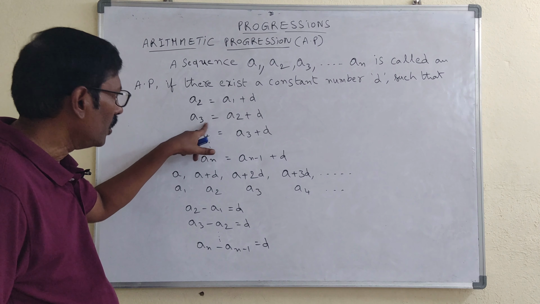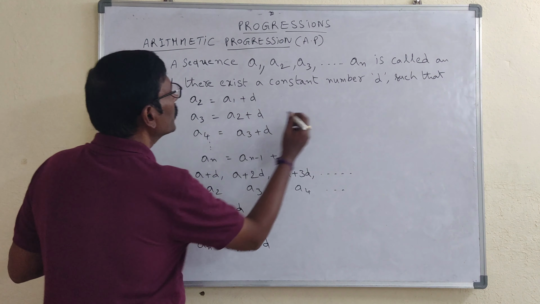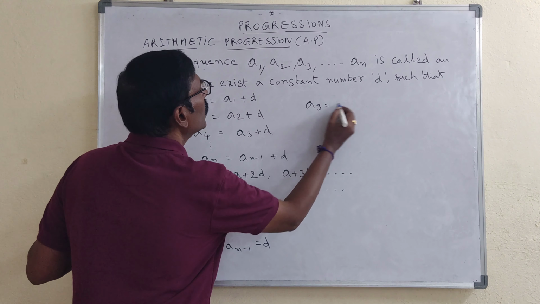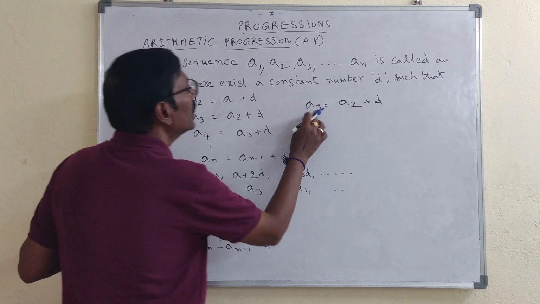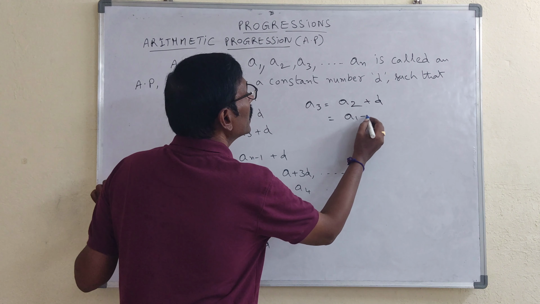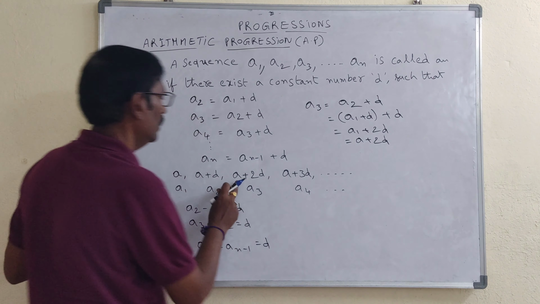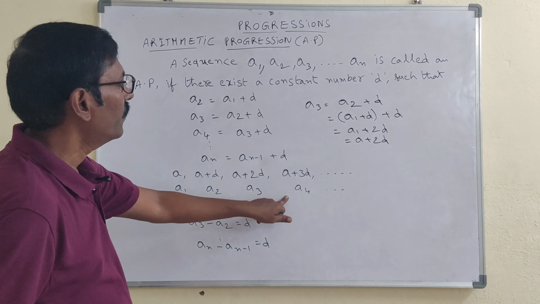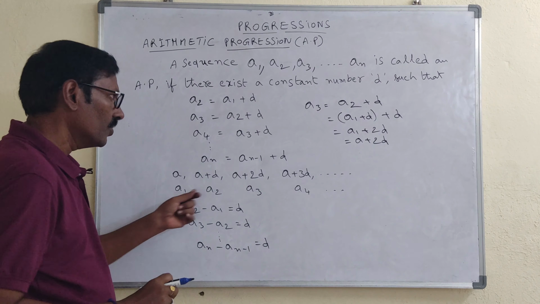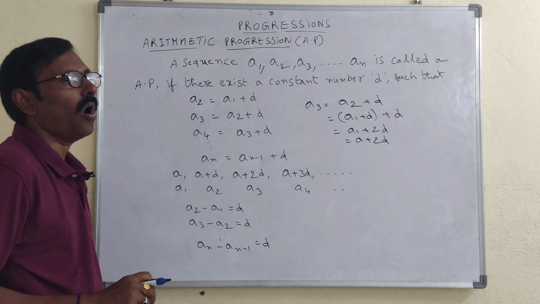So the third term is A2 plus D. Here if you observe, A3 is equal to A2 plus D. What is A2? A1 plus D, plus D. This one is the same. Then this is A1 plus 2D. It can also be written as A plus 2D. That's why this is A3, A4, like that. So this D is what we call the common difference.